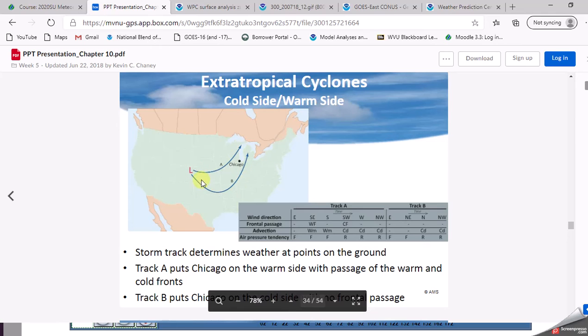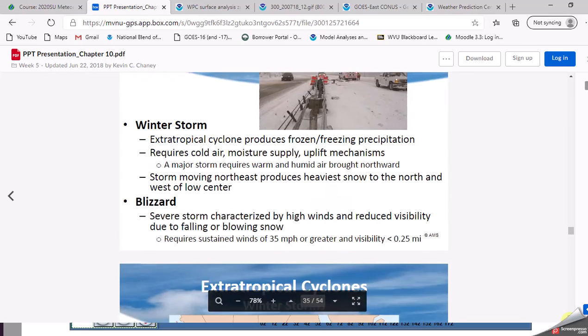One model track has it coming up, dropping down to the south and coming up on the east side of Chicago. Another one, a little quicker probably, and maybe getting out of the area a little bit quicker, comes up on the west side. Well, what the heck is that going to do for the impacts on Chicago's weather?